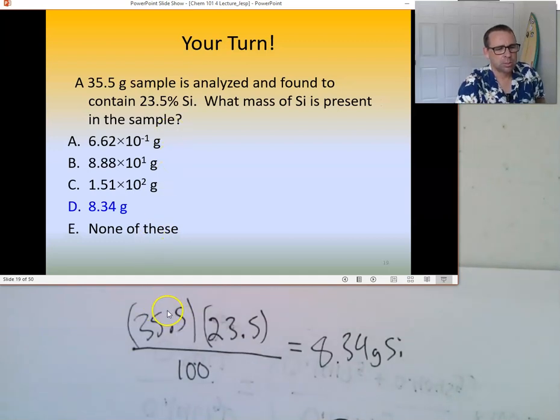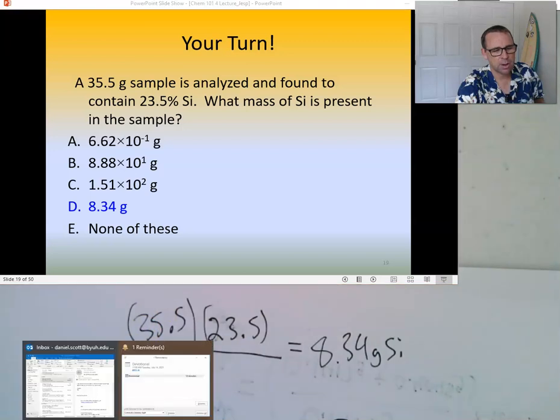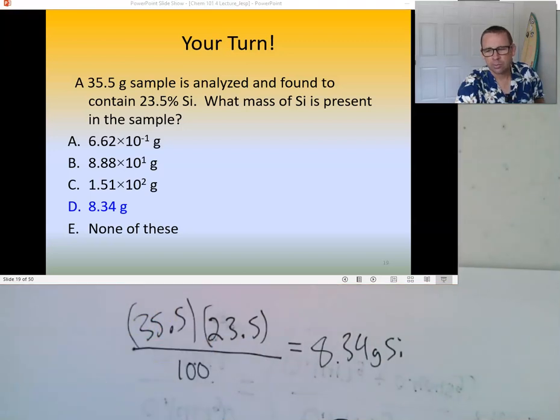So you can either multiply the mass by the percentage and then divide by 100, or you could just take the percentage, divide it by 100 first, which makes it the fraction, and then you multiply the mass by the fraction. Okay? Very good.